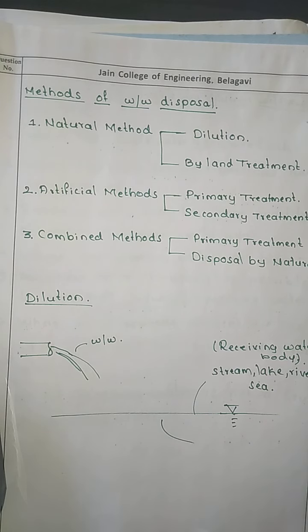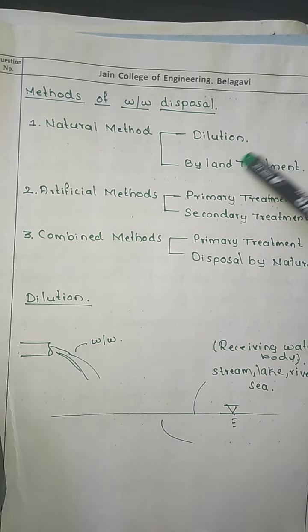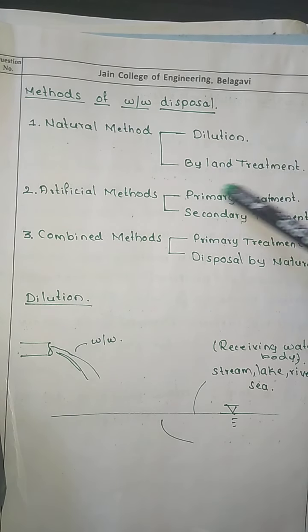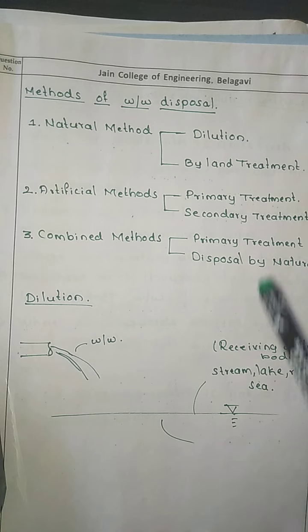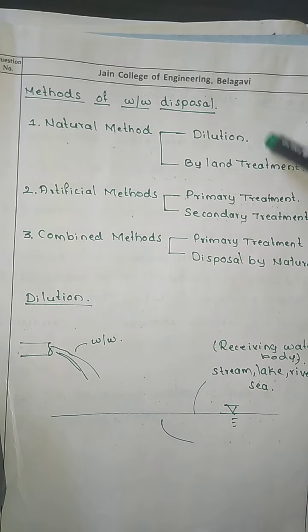Now we have studied the different methods of wastewater disposal. Now we are going to concentrate on the natural methods of wastewater disposal, and rather than land treatment, we are going to give more concentration to dilution. Before we discuss dilution in detail, first we should understand what dilution is.